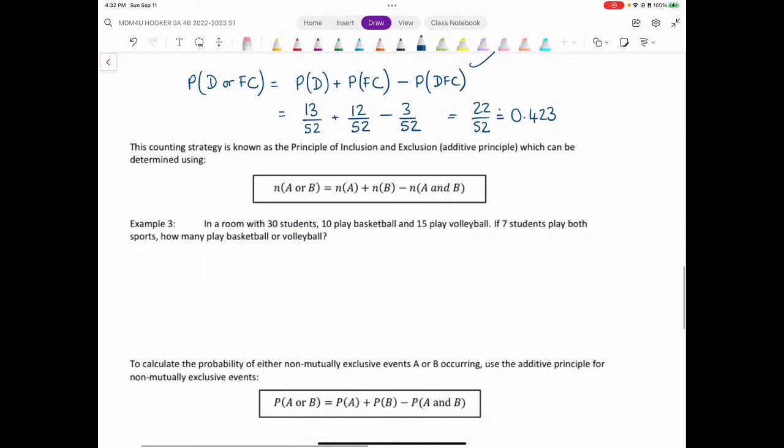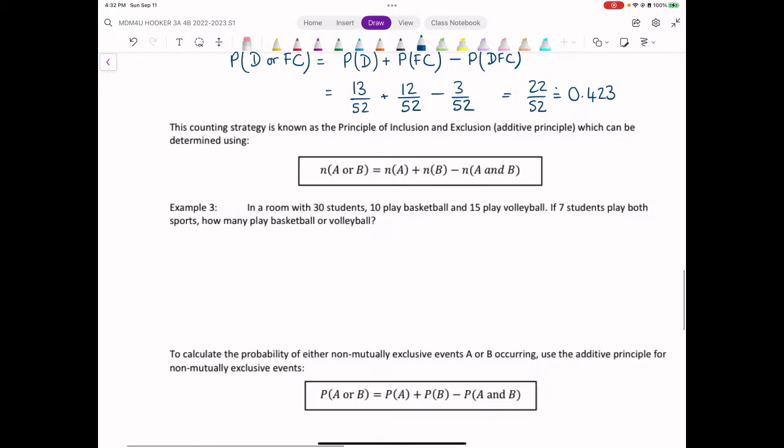So let's take a look at something that's not so familiar to you as a pack of cards. And here we go. In a room with 30 students, 10 play basketball and 15 play volleyball. If 7 students play both sports, how many play basketball or volleyball? It's one of those lovely questions. So we could start off by doing a Venn diagram if you like.